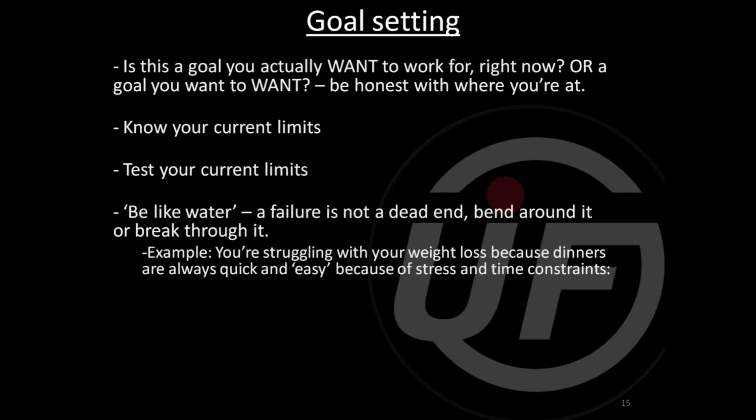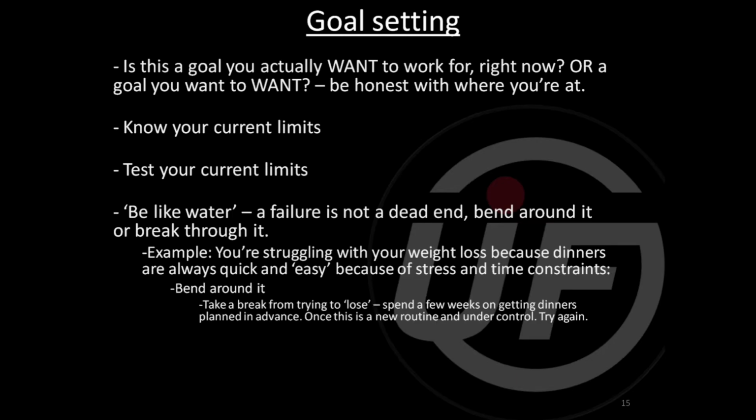An example might be you're struggling with your weight loss because dinners are always quick and easy, as I went over before, because of stress and time constraints. So instead of focusing on tracking and doing a strict weight loss period at this stage, what might be better is you just focus on getting your dinners right for a few weeks. With your spouse, for example, you say, okay, let's plan out our dinners and try and get better at managing this meal of the day. Then once that's under control, I'll start being a bit more regimented with things. But if you're trying to track and do a cut and there's one or two meals of the day where who knows what's going to happen, that makes it very, very hard and very discouraging.